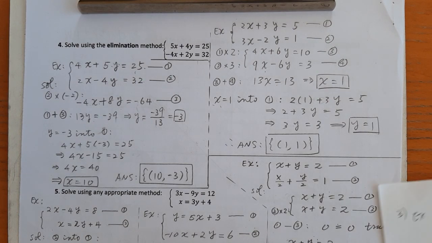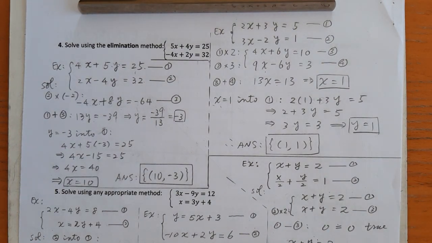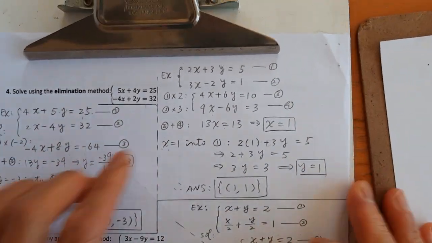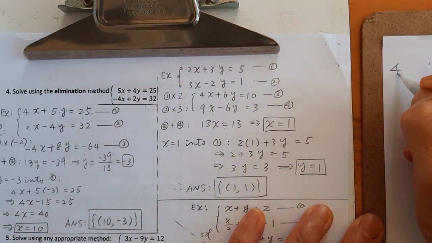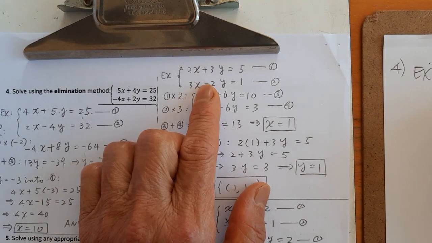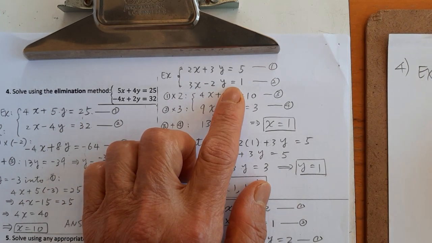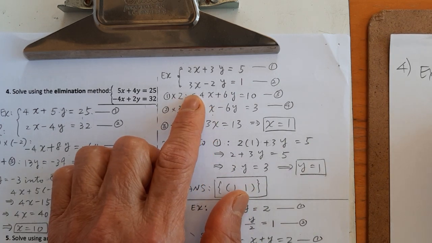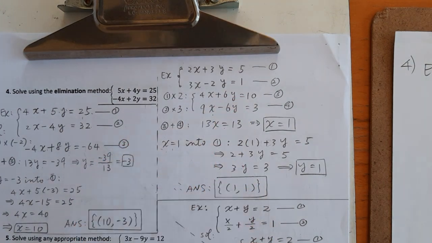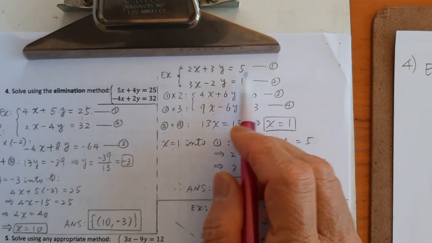Another example for the elimination method. Next example, that's for question 4. Another example: 2x plus 3y equals 5. That's the first equation. The second equation is 3x minus 2y equals 1. That's the second equation. Like I worked here, I do first equation times 2.